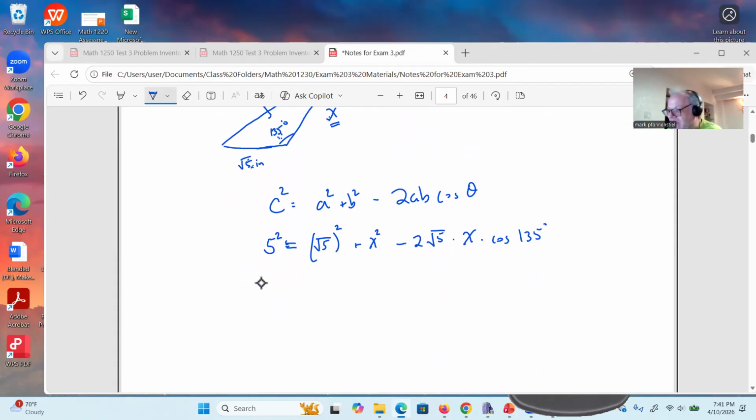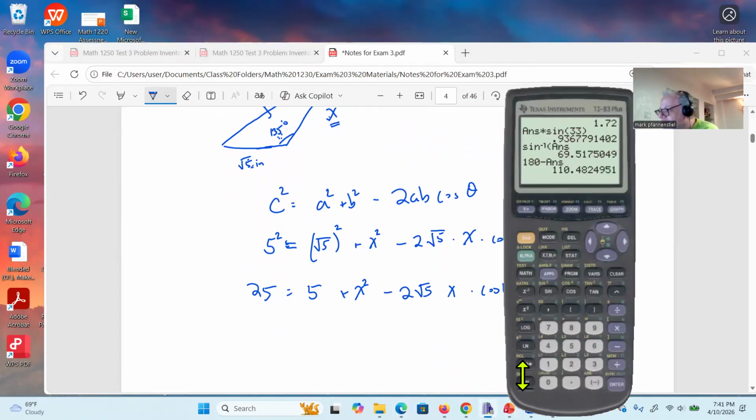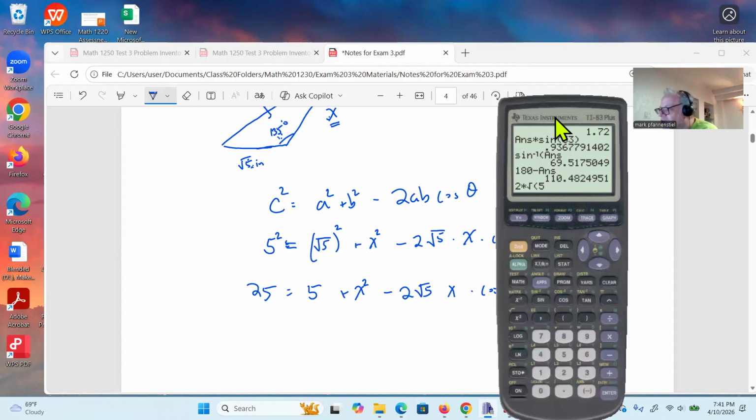So here we go. We have 25 is equal to square root of 5 squared, which is just 5, plus x squared minus 2 root 5 x times our cosine of 135 degrees. Let's go ahead and calculate that. So we have 2 times the square root of 5 times the cosine of 135. We'll set that down as a thought here.